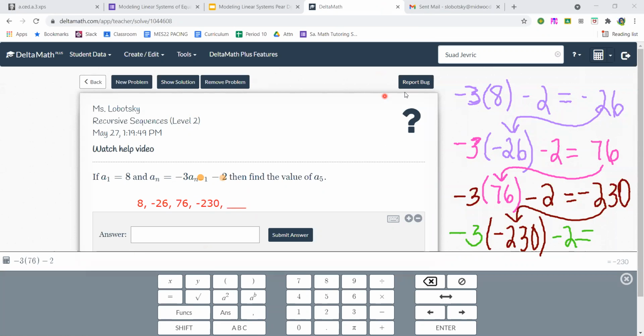Cool? And that's why I like to kind of map it out. And we get 688. Any additional questions about this problem? So our answer is going to be 688 because that is the 5th term in the sequence.